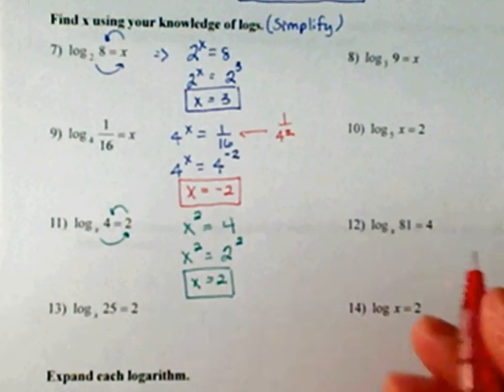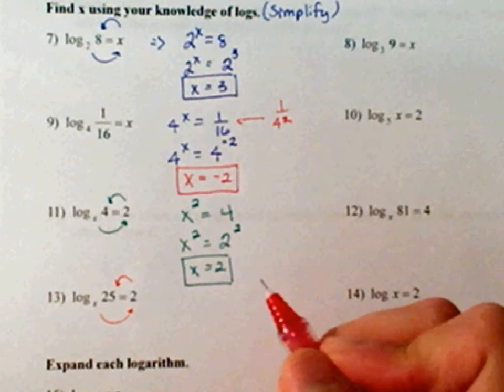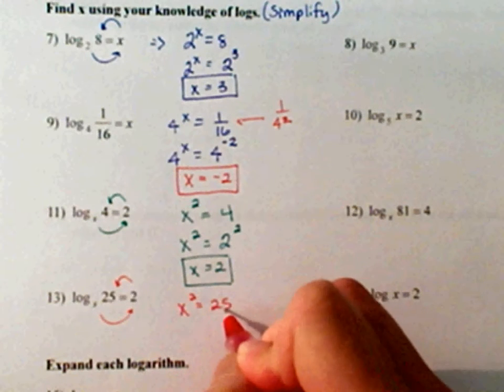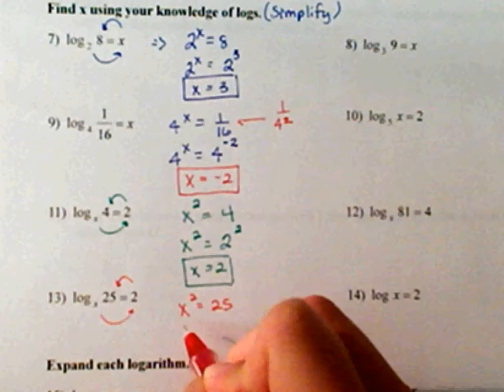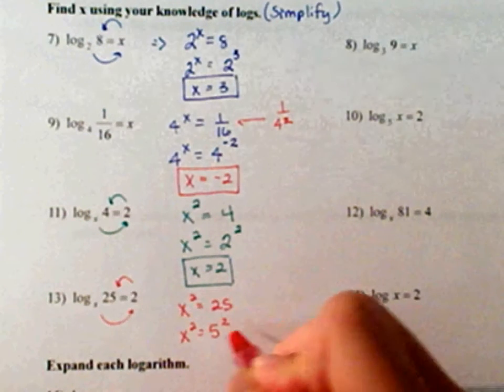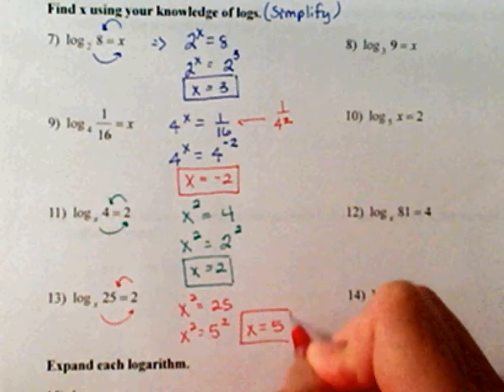Number 13, x squared is equal to 25. Well, let's see what that base is. Do they have a common base? Yes. So x squared is equal to 5 squared. See how the exponents are the same? So x is equal to 5.